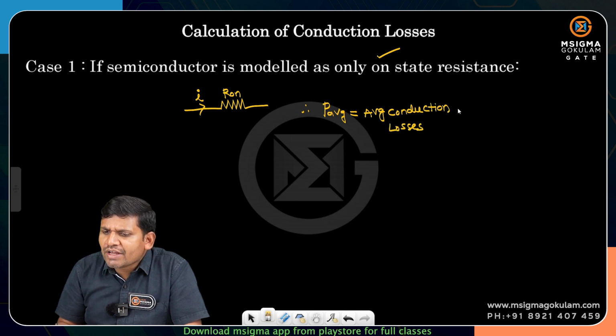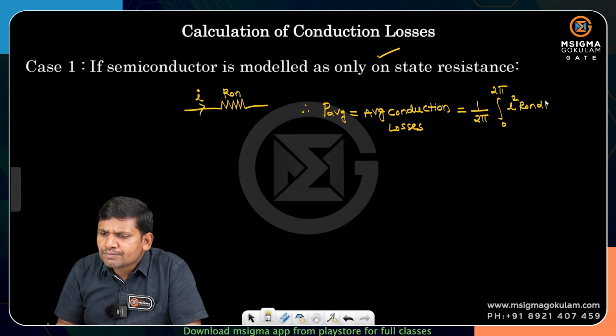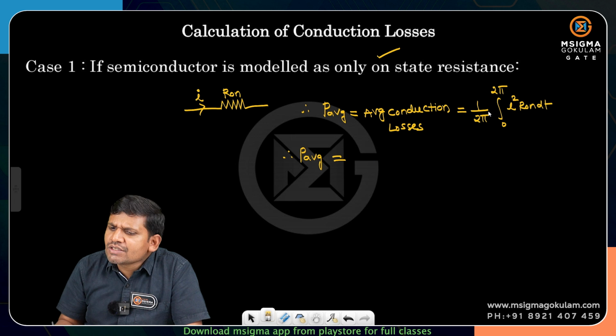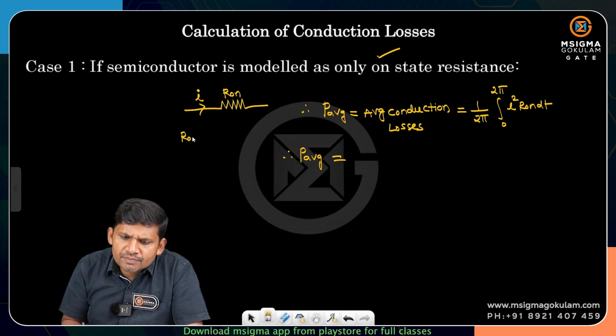Then how to write the average conduction losses? 1 by 2 pi integral 0 to 2 pi, I square R on into dt. This is the average conduction losses or power loss. Then P average is equal to R on, which is constant, where R on is the on-state resistance. If the device is conducting, it offers some resistance. This is the on-state resistance.